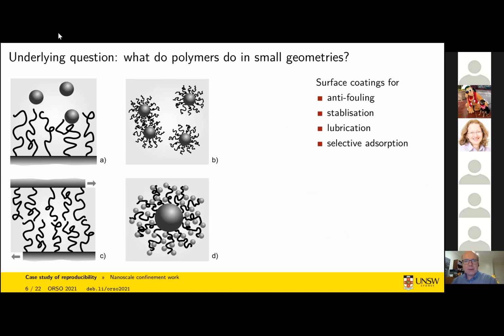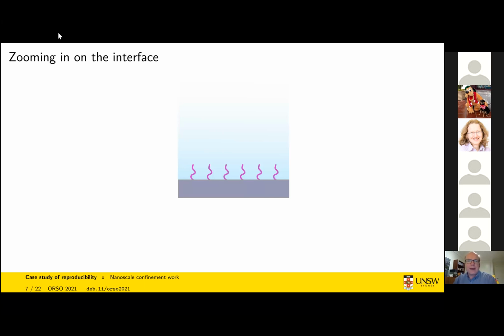So we've spent a lot of time looking at what polymers do in small geometries, not just polymers, also lipids and surfactants and other similar systems. What they do in small geometries is to provide new functionality to a surface. That can be responsive, lubricating, or stabilizing from a colloidal perspective. But in all of these cases, the question is, well, what does this polymer at the interface actually look like?